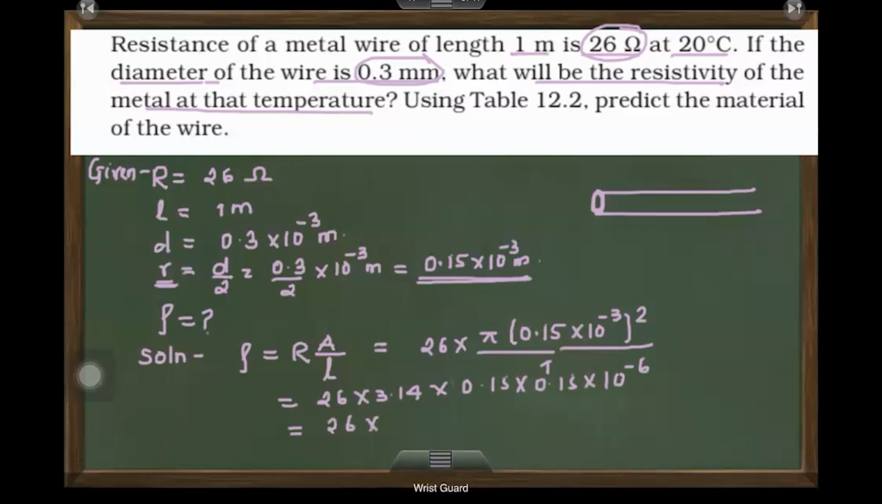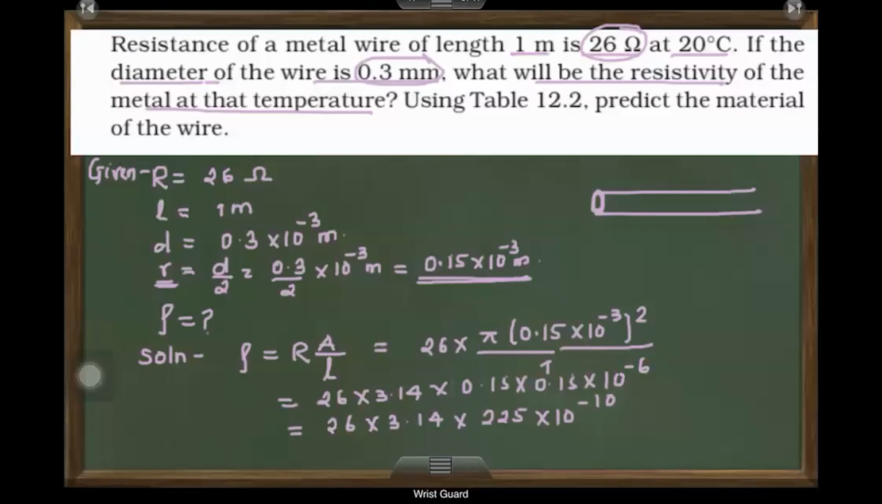26 into 3.14 into 225 into 10 raised to power minus 2 here, and then minus 6. So how much? Minus 10. Now when you multiply, you will get the answer. And what will be the unit of this one? Ohm meter. Okay. So this is all about resistance and resistivity.